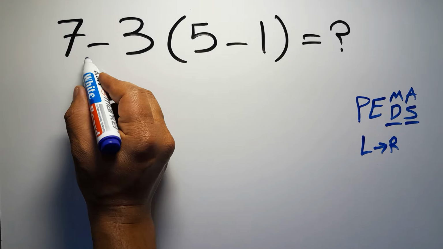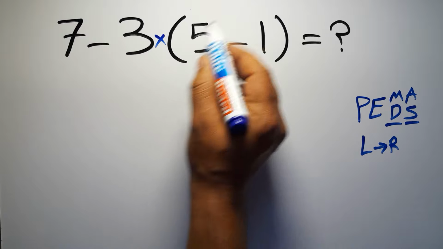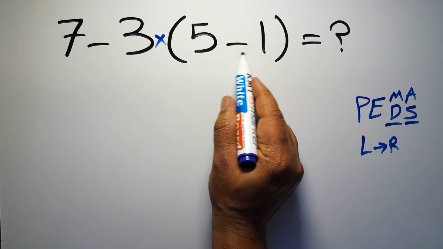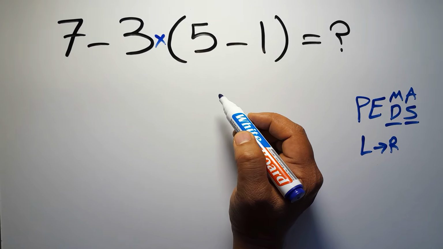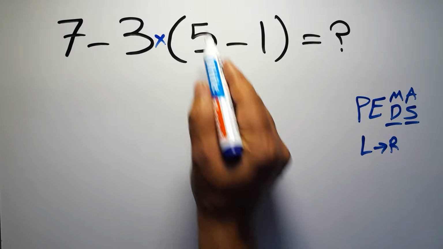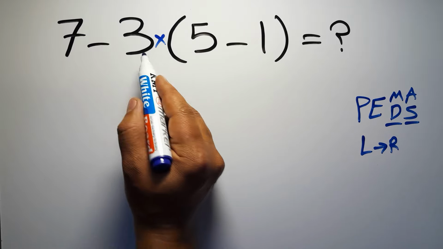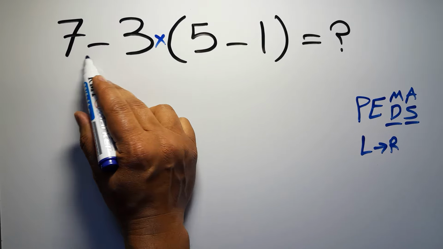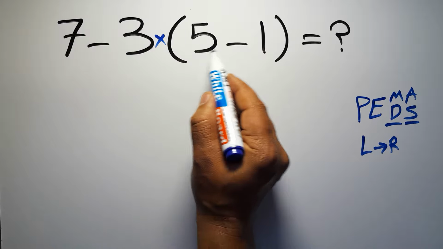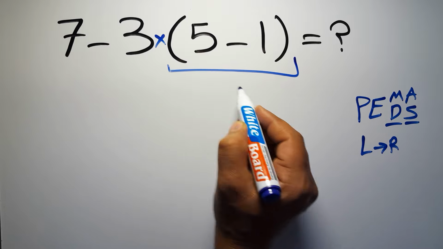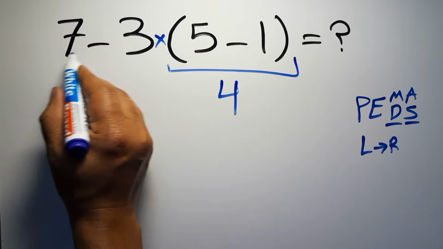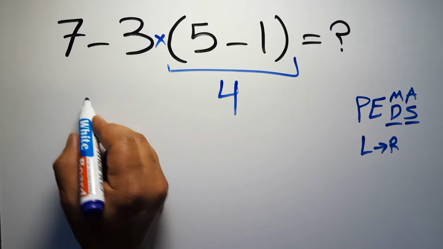In this expression, we have one subtraction, one multiplication, and one parentheses. Inside this parentheses, we have one subtraction. Okay, so according to PEMDAS, first we have to do this parentheses, then this multiplication, and finally this subtraction. Okay, 5 minus 1 gives us 4. So 7 minus 3, then times 4.